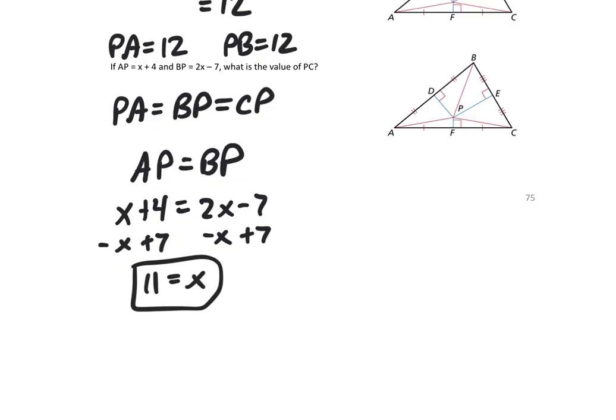Okay? And I'm telling you right now, this is probably one of the biggest mistakes, especially on Big Ideas, that people make: they say x equals 11, they type 11 into Big Ideas, and they're like, okay, I'm done. But the question's not asking me what is x. If it says what's x, I am done, right? But it wants to know what is PC. So here's what I'm going to tell you. We know PA and PB. PA is x plus 4. We know PB is 2x minus 7.